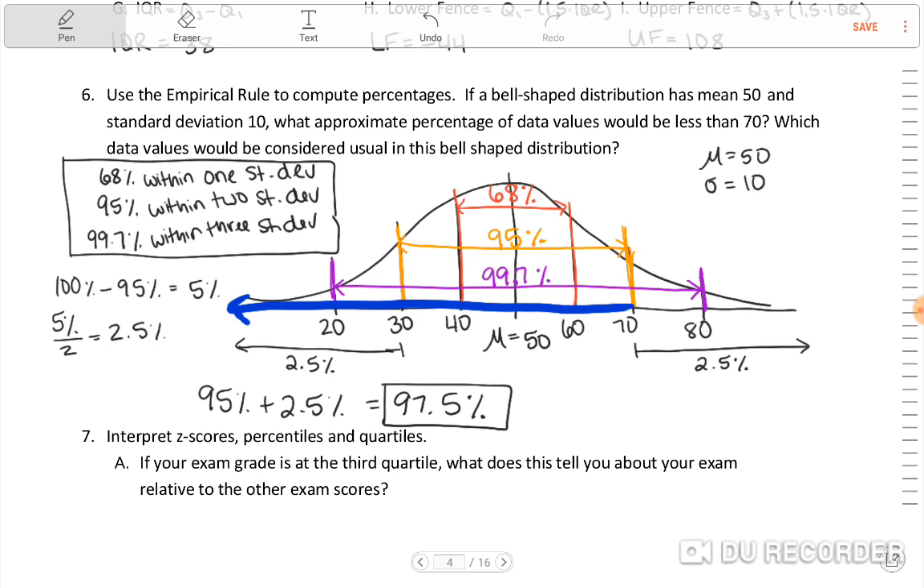That's the first question. Which data values would be considered usual in this bell-shaped distribution? Remember that anything within 2 standard deviations is considered usual, and anything beyond 2 standard deviations is considered unusual. So 2 standard deviations, we said, is from 30 to 70. So which data values would be considered usual? Usual data is in this interval, 30 to 70.